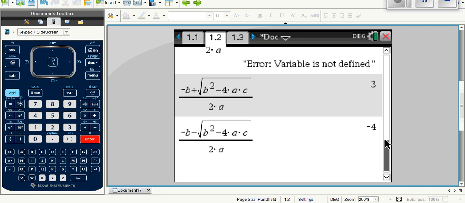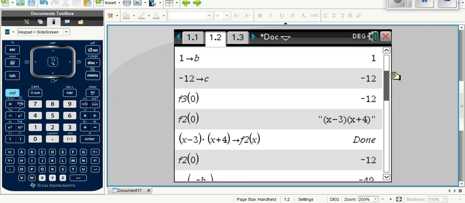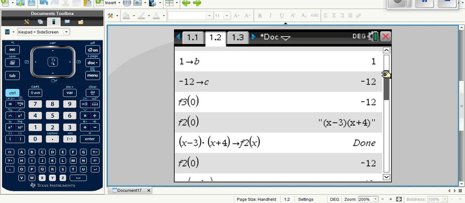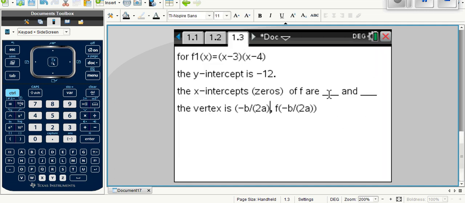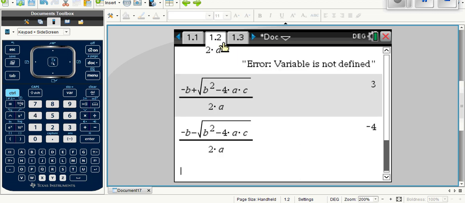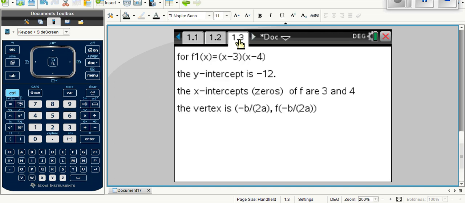Okay. There you go. So what are the zeros? 3 and negative 4. Right? Wait a minute. Did I copy this wrong? Looks like I copied it wrong. It's got to be negative 4. So this has to be plus.